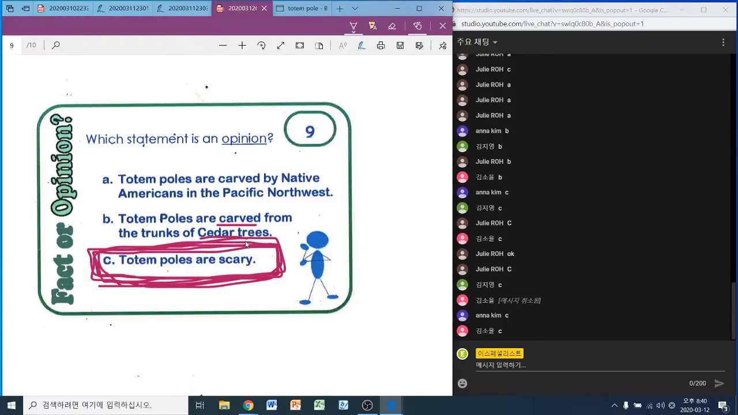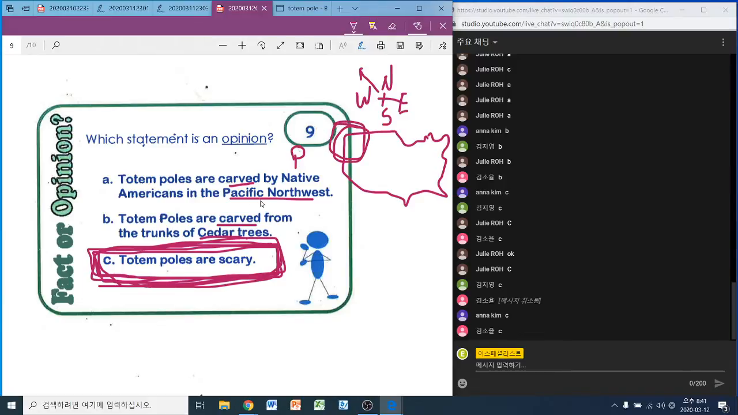And this is a kind of tree, cedar trees. Totem poles are carved, cut by Native Americans in the Pacific Northwest. Pacific Northwest is like, here is a map of America, like this, right? Here's America. This is north, south, east, west. You've all seen a compass like this, right? Okay. So northwest is this way. This is the Pacific Ocean. So the Pacific Northwest, we're talking about this area. Pacific Northwest. That's here.